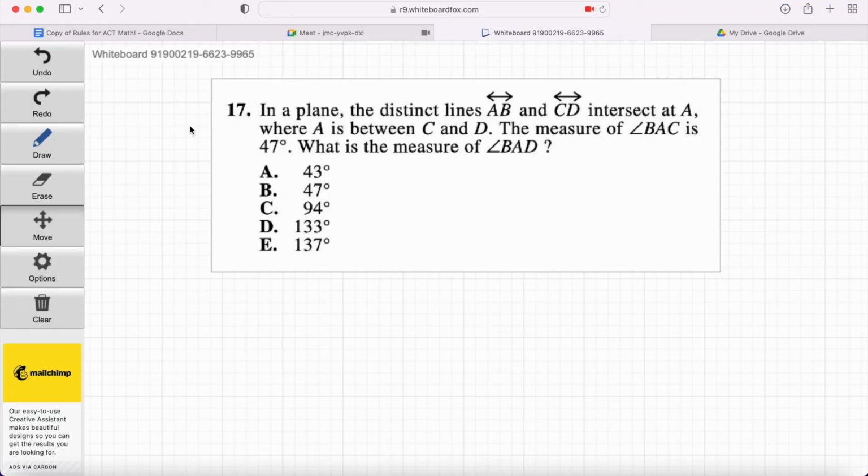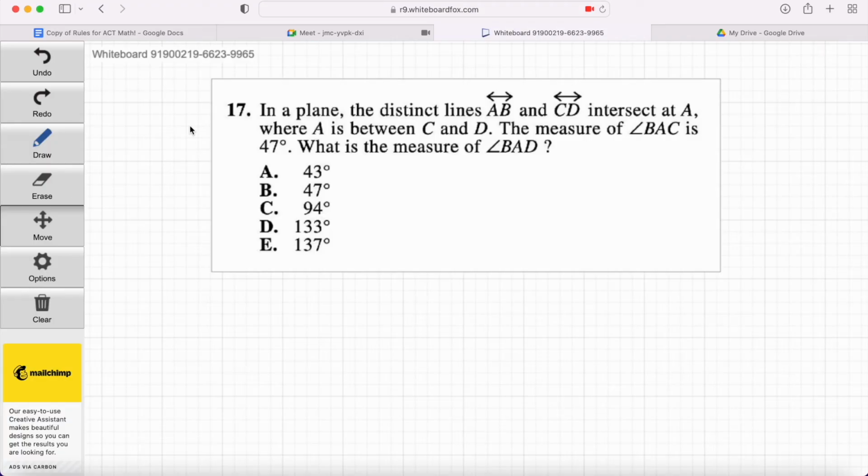Go to number 17. More geometry. All right. In a plane, the distinct lines AB and CD intersect at A, where A is between C and D. The measure of angle BAC is 47 degrees. What is the measure of angle BAD?